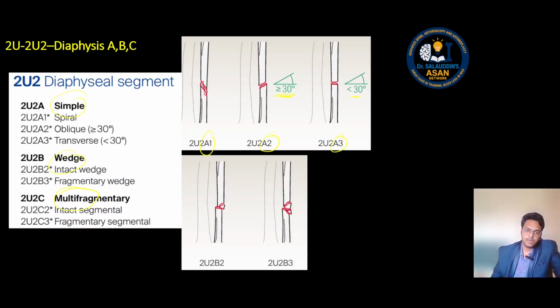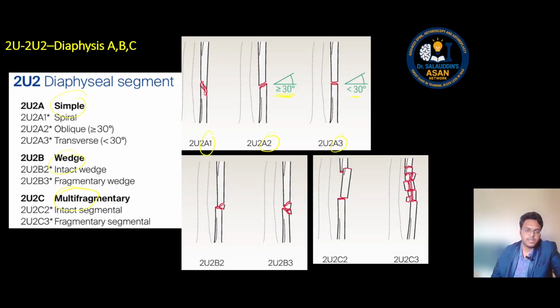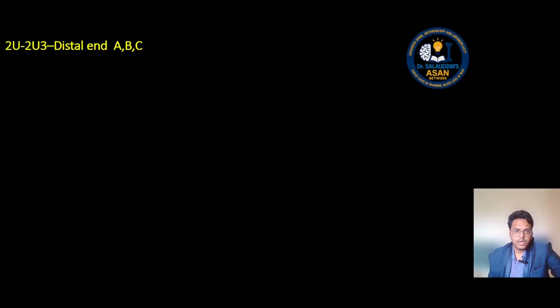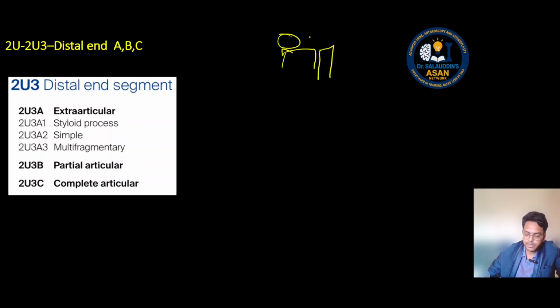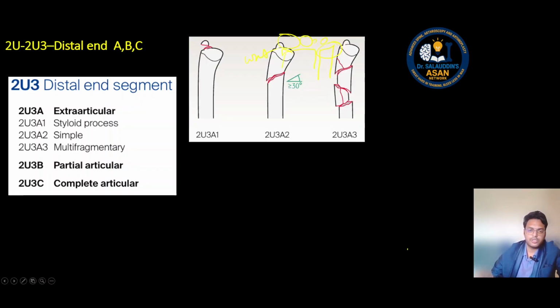Wedge, in wedge type you have an intact wedge or a multifragmentary wedge. In the multifragmentary type you have an intact segmental or a multifragmentary segmental. This is ulna diaphyseal. Coming to distal end of the ulna, it is an articular end, but it does not involve much of the articulation of the wrist joint. Maximum of the wrist joint is formed by the distal radius. So distal radius maximum covers the wrist joint. Distal ulna has less part in the wrist joint formation.